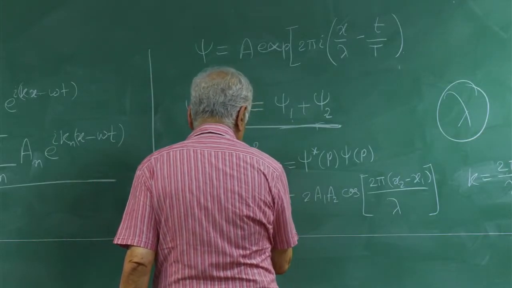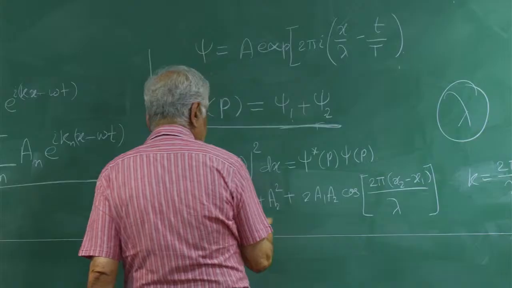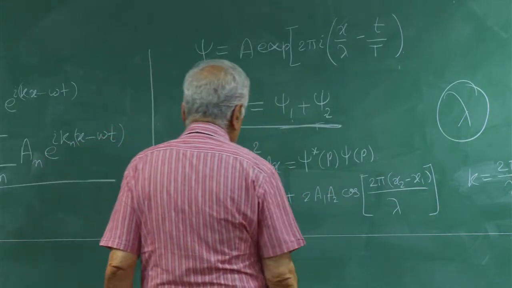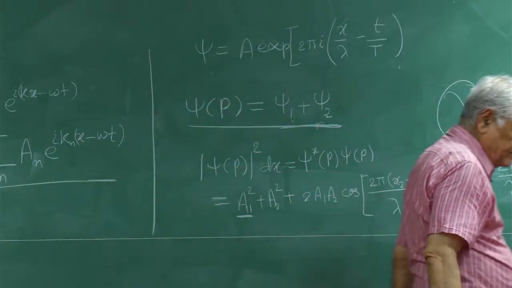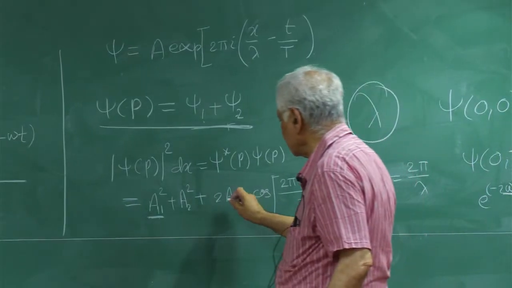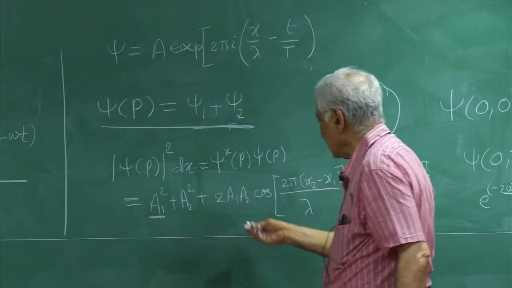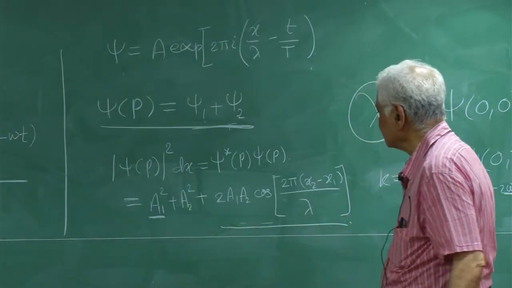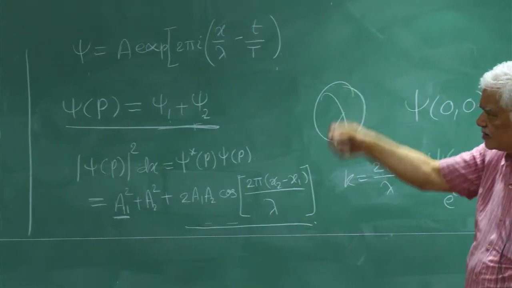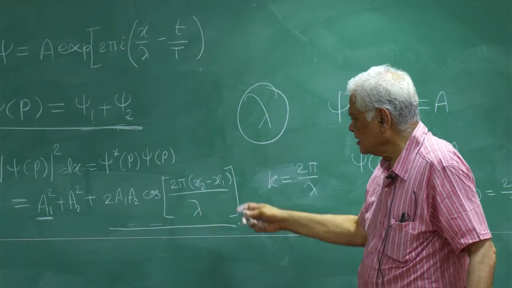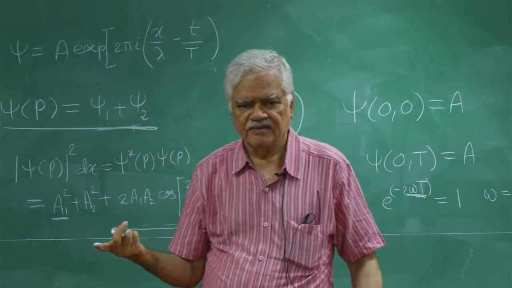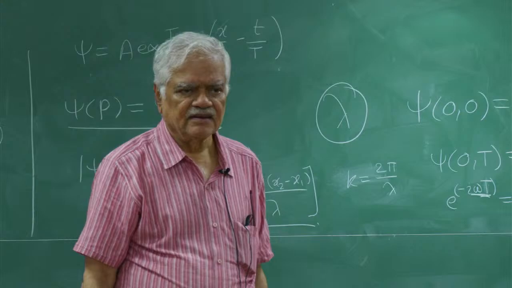So A1 squared is the intensity or the probability of reaching that particular point P when S1 is open and S2 is closed. A2 squared is the probability of reaching point P when the reverse happens, that is S2 is open and S1 is closed, and this term gives you the interference effect. As I move P along this detecting screen, x2 minus x1 will change, and cos is a periodic function, so it will give you an interference pattern.